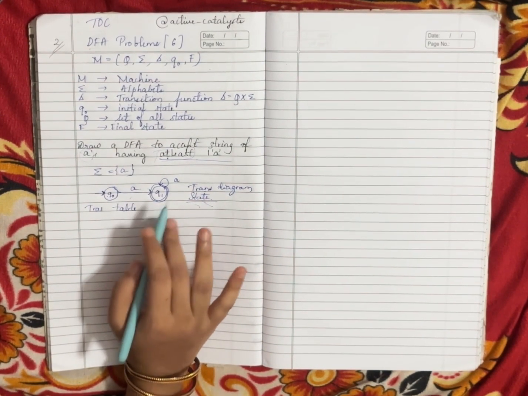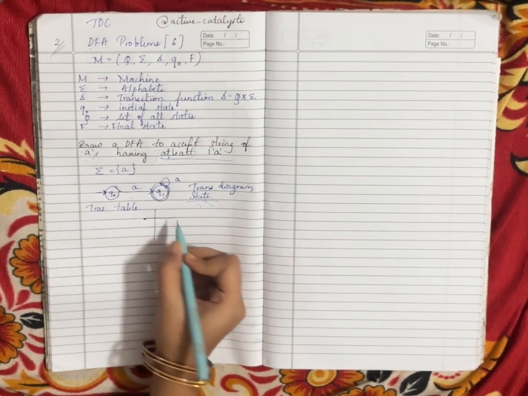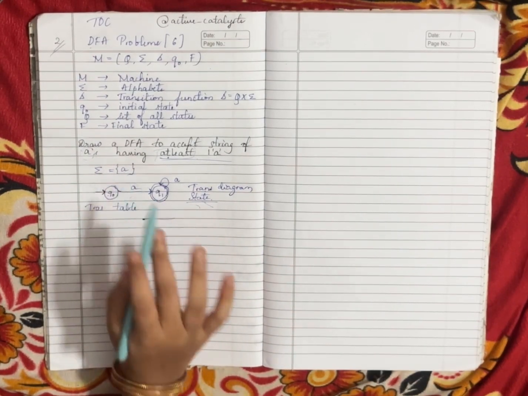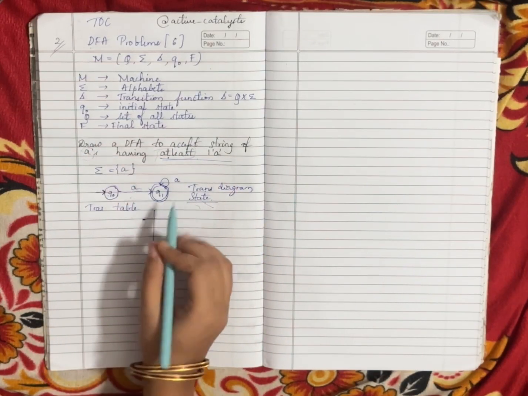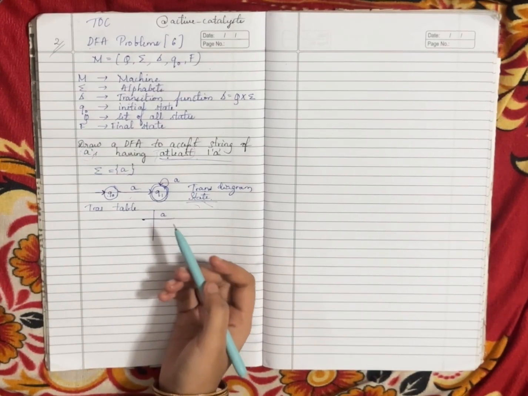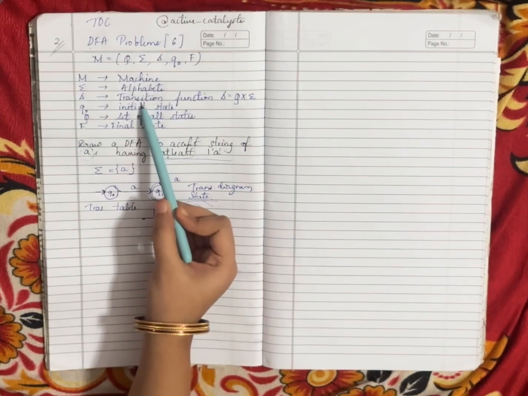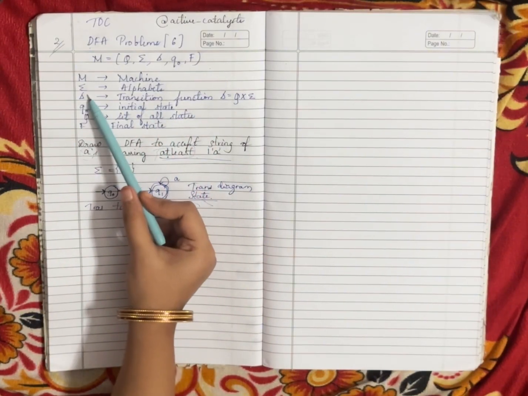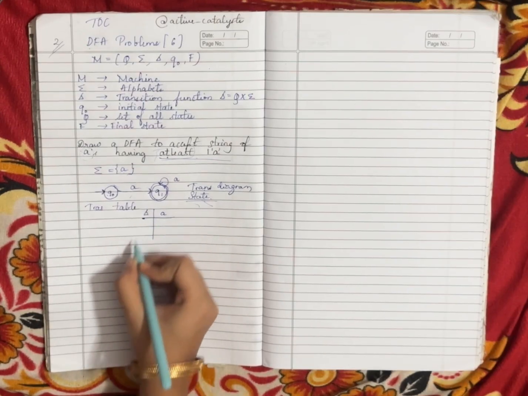Please concentrate well. Just like how we take LCM, first write what alphabet we are going to take in this question. What is the alphabet we are using? A, right? So write A here. To find the transition table, we have to use the transition function. So I am going to use this delta, and I'll write this delta here now.